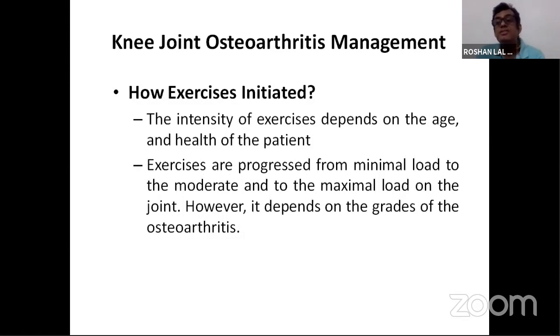How is exercise initiated? Can I start vigorous exercises, or what exercises should be given to patient X whose grade is 1 on X-rays, or can the same exercise be given to the patient who has advanced osteoarthritic changes? So how are these exercises started? The intensity of exercises depends on the age and health of the patient.